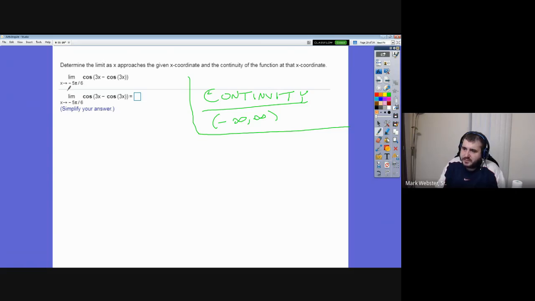Now let's actually find the limit. Well, since it's continuous, we just plug it in, right? That's the thing. If we can identify that our function is continuous everywhere, well, then limits are easy because we just plug it in. Anywhere we see an x, we just plug in negative 5 pi over 6, right? Well, okay, so let's do our order of operations here, because this is kind of complicated looking.